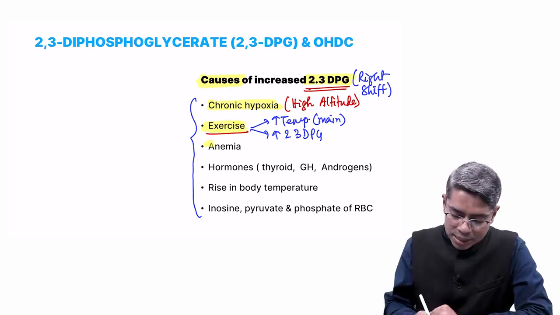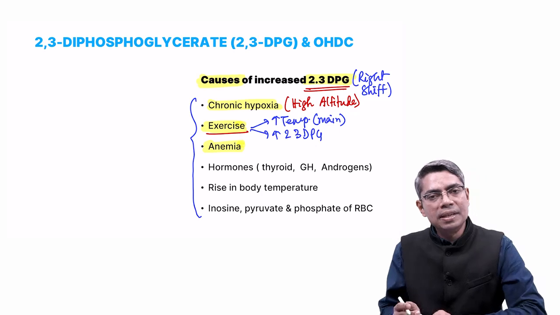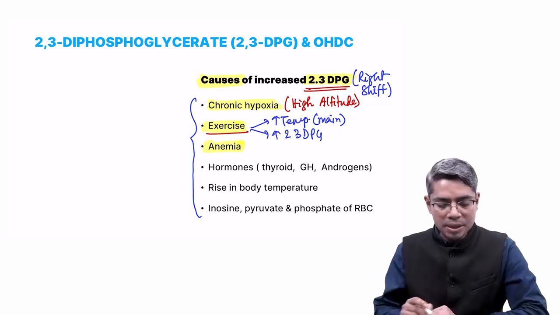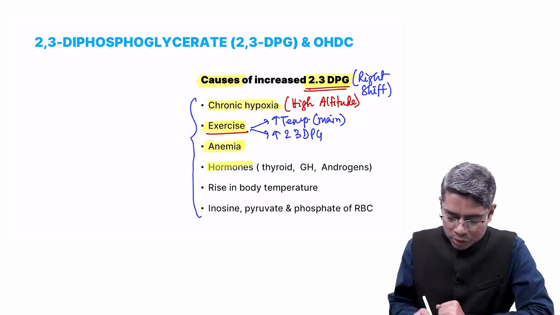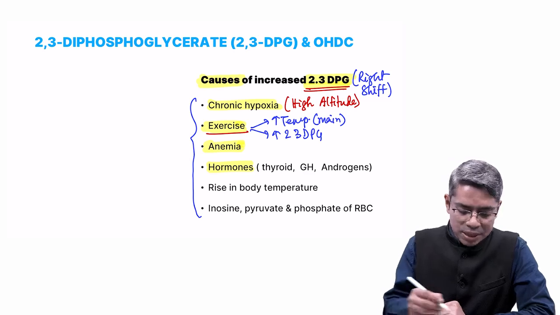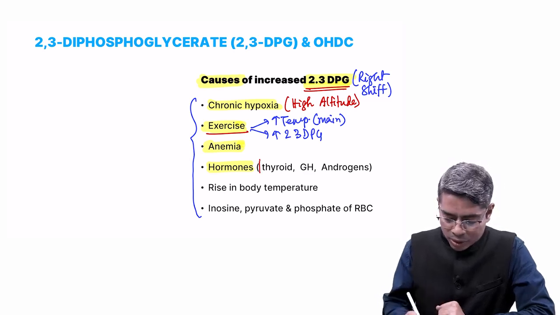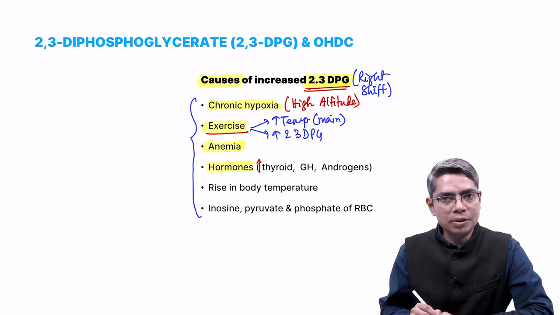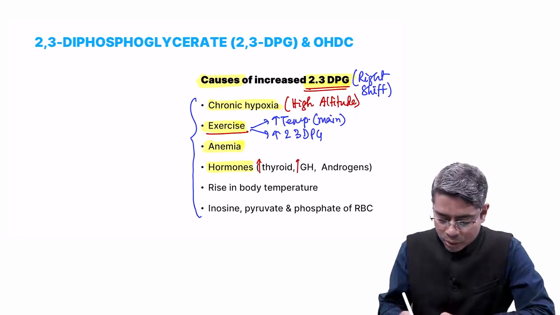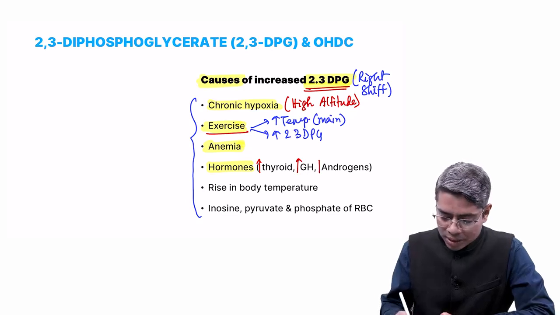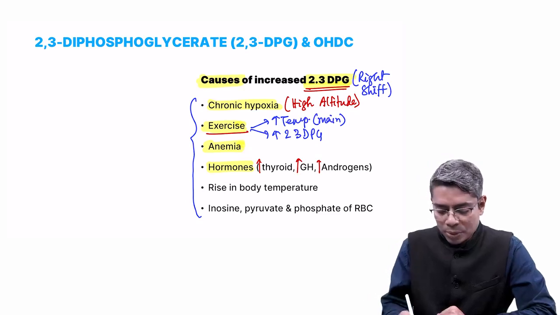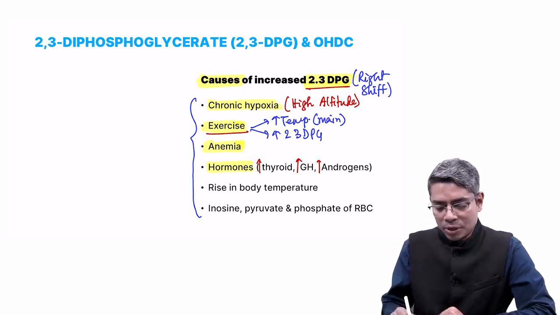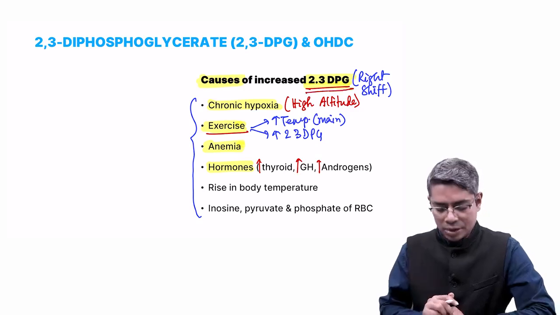Any kind of anemia, if it is there, then it will also cause right shifting by increasing the 2,3-DPG content of the RBC. Certain hormones, if they are increased, means if there is increased thyroid hormone in the body, thyrotoxicosis, hyperthyroidism, increased growth hormone, acromegaly, or increased androgen, if these hormones are high in blood, then also 2,3-DPG production will be increased, and 2,3-DPG production increase means right shift is going to happen.